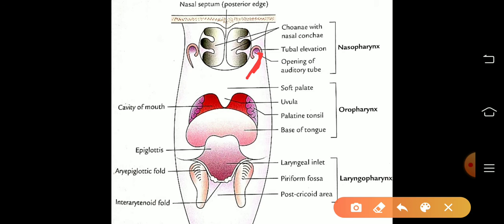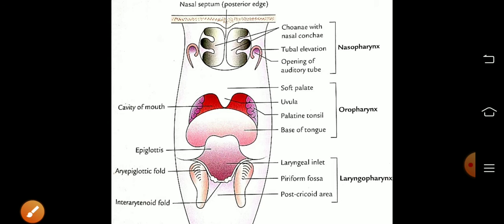So it is actually containing a muscle called the salpingopharyngeus muscle. And another fold is also there, that is the salpingopalatine fold. The salpingopalatine fold is extending downward and forward, and it is containing a muscle called the levator palatini muscle. So this is another peculiarity.